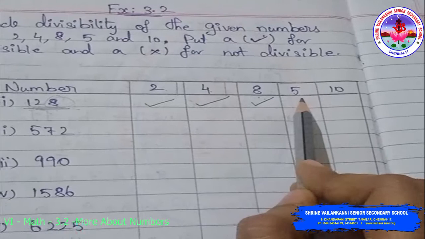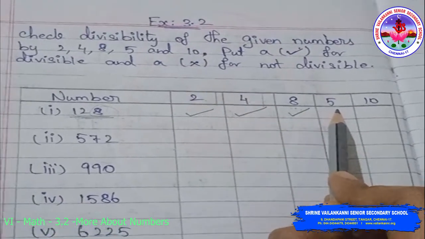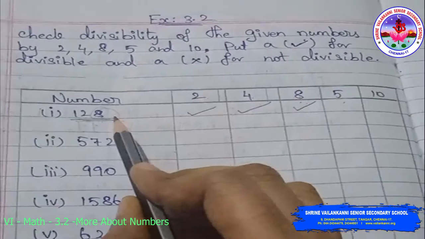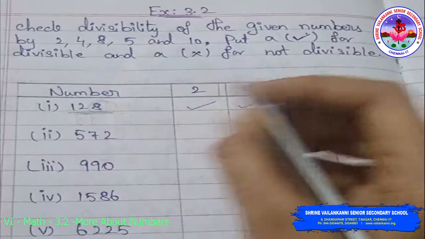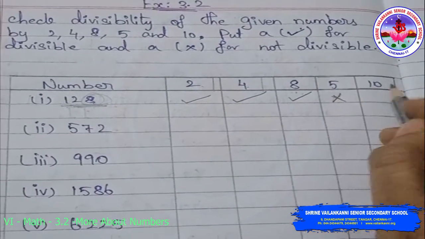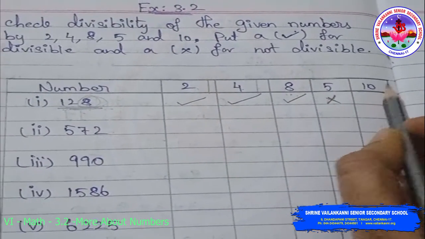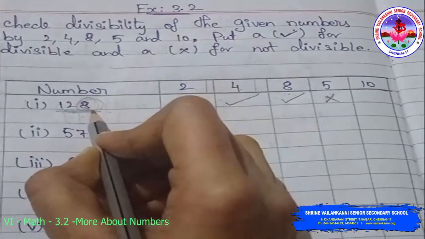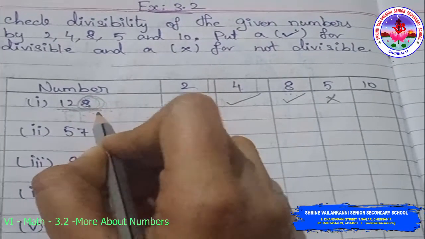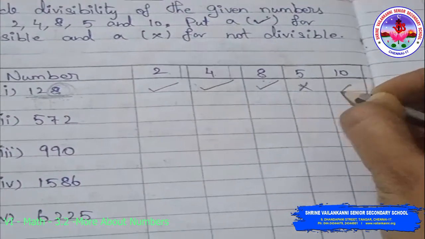Here for 5 tables, the rule is ends with 5 or 0. Here it ends with 8, so it is not divisible by 5. Divisible by 10, the rule is ends with 0. Here it ends with 8, so it is not divisible by 10.